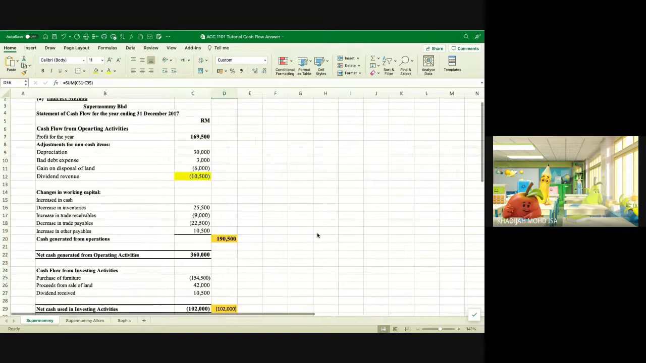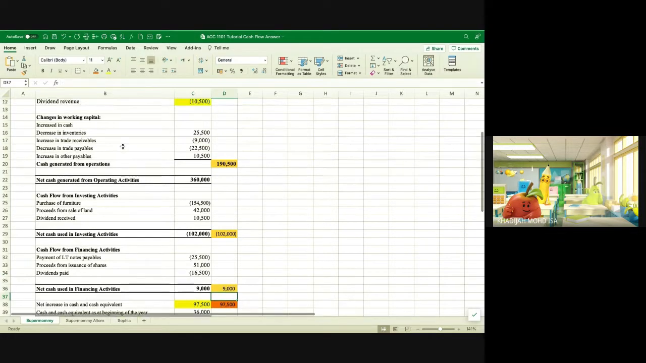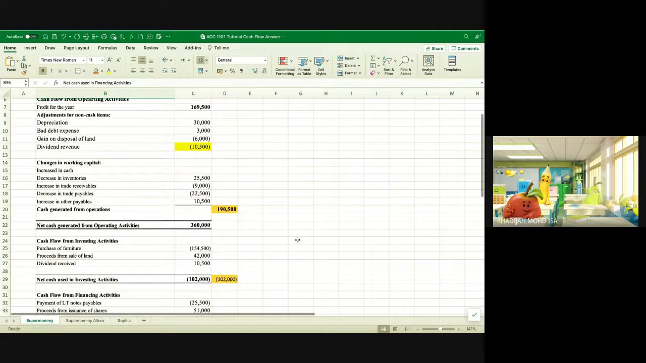Are you okay? Right, so you should get 97,500, which is actually the net change between the closing figure and the opening figure of your cash balances. And this 97,500 increase or decrease is represented by the operating activities, investing activities, and the financing activities. Okay, is that okay?